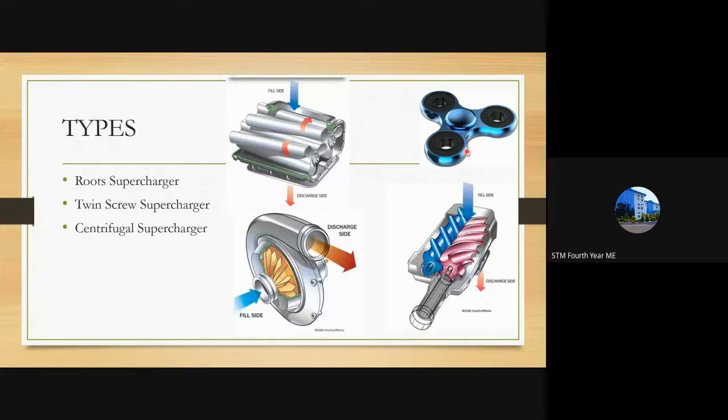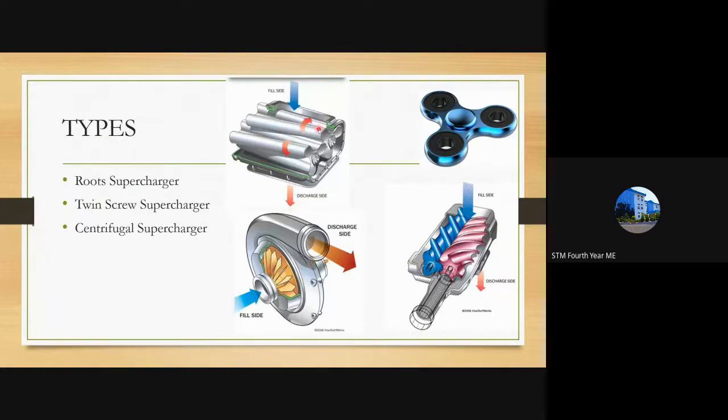You can see how the air comes in, and the screw is rotating, this one in the anti-clockwise direction and this one in the clockwise direction. That is how it is rotating, and air enters and discharges here. The screw movement is significantly low when compared to the other two methods. These three types are used, and the most commonly used is the centrifugal supercharger.